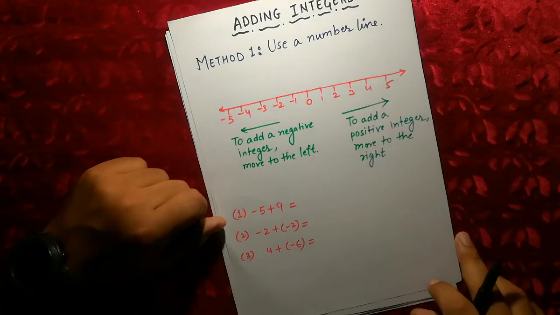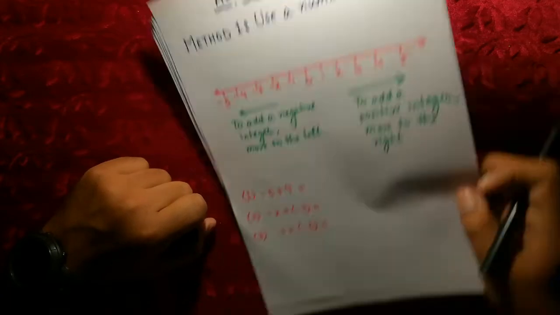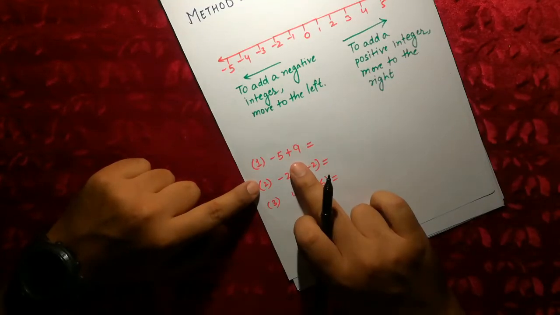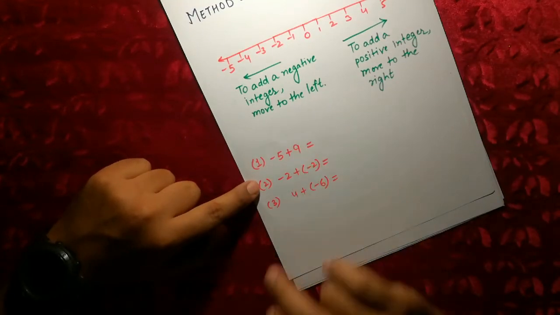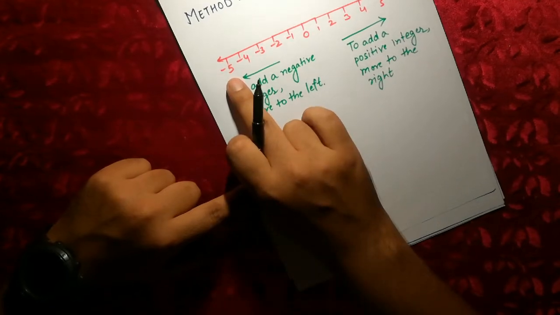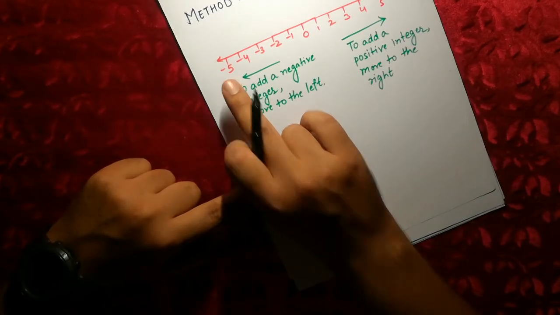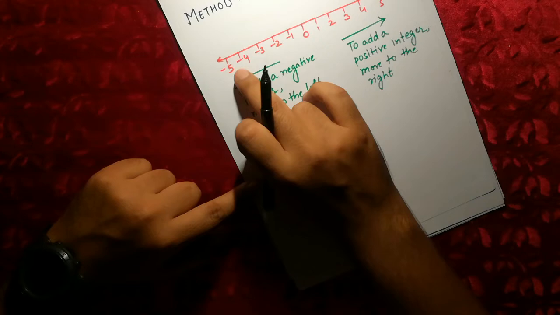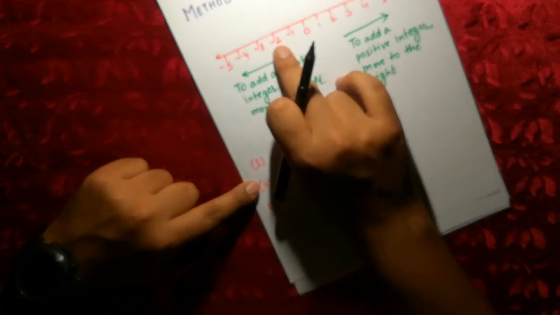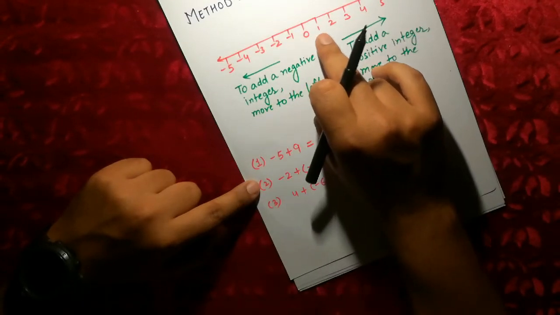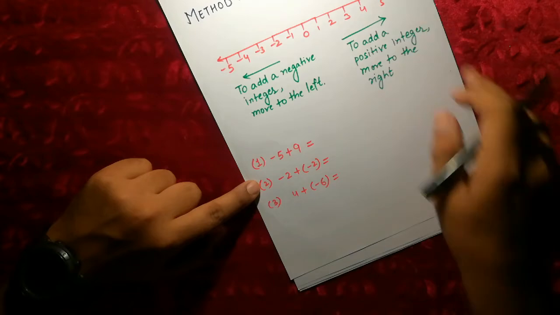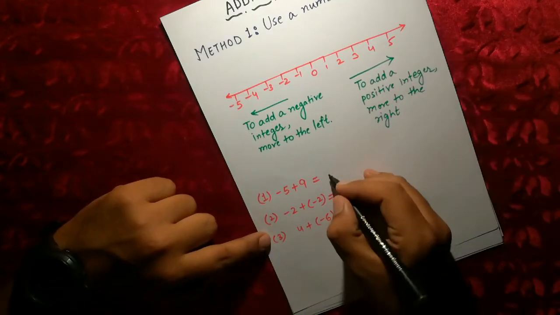Just suppose I am taking some examples here: minus 5 plus 9. We are adding plus 9 to minus 5. So minus 5 is here. We are adding plus 9, so we move 9 steps toward the right. 1, 2, 3, 4, 5, 6, 7, 8, 9. So the answer will be 4.